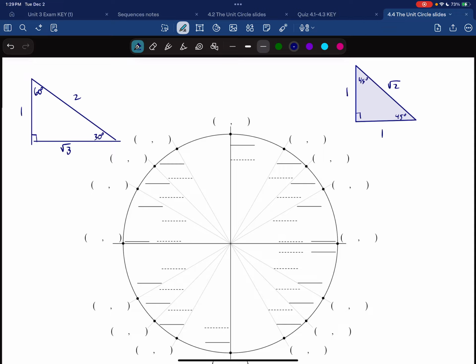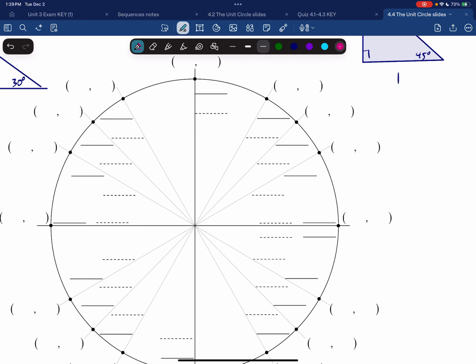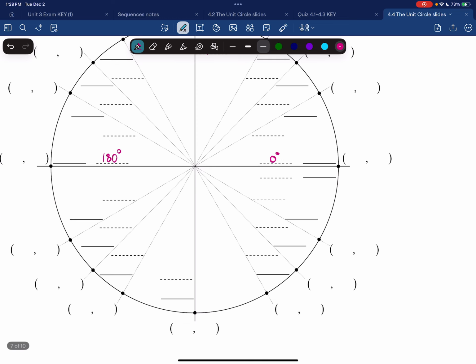So the first thing I'm going to do is go around and label all my values of my angles, my special angles, in degrees and in radians. So we'll start with degrees. So start with the quadrants. I got 0 degrees, I got 90 degrees, got 180, 270, and then if I come back around, this is again 360, okay? We'll go ahead and label these in radians as well.